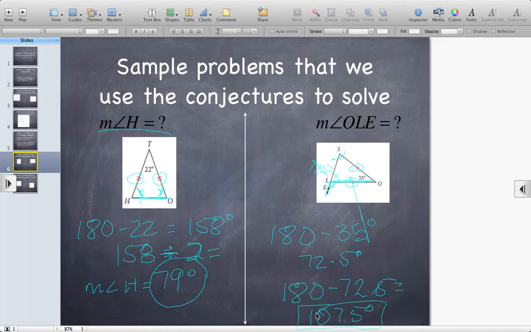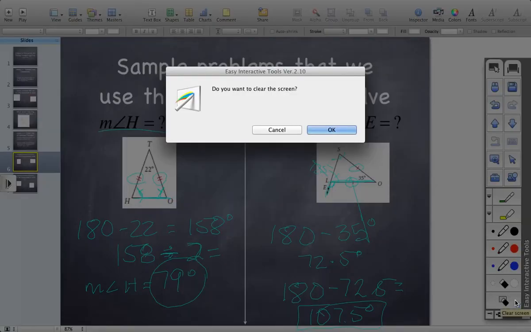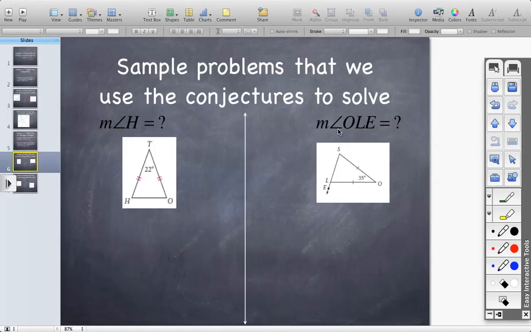So using our isosceles conjecture, and using our triangle sum conjecture, and using our linear pair conjecture, we're able to go through that process and solve the problem. So that's a couple of fairly easy examples. Let's take a look at a couple more.